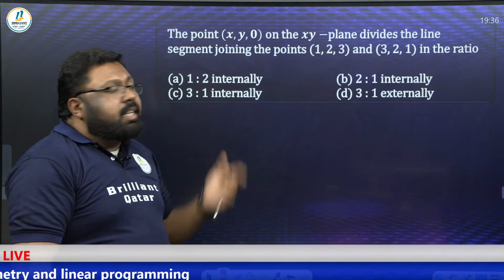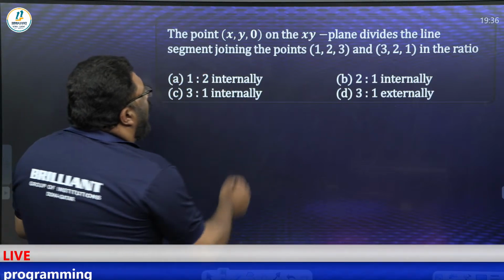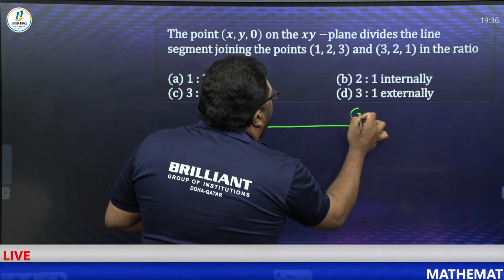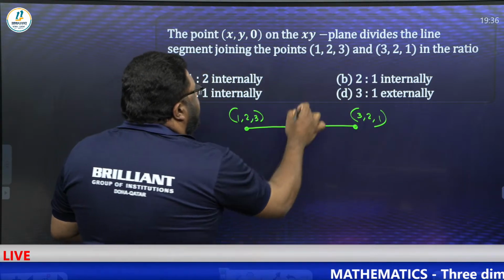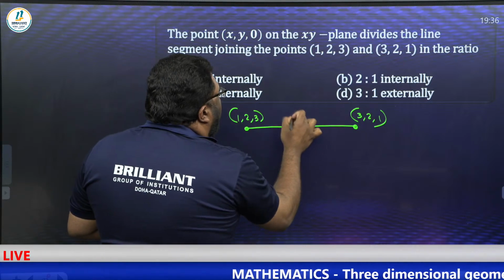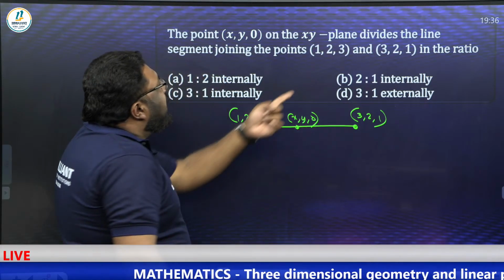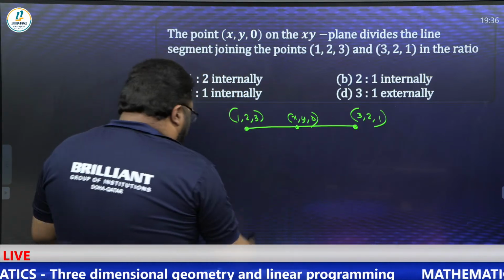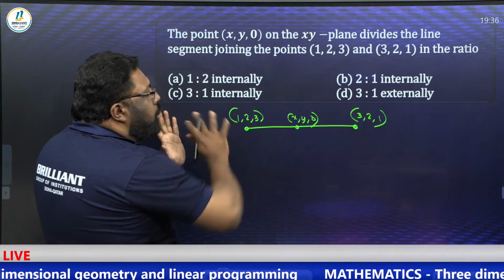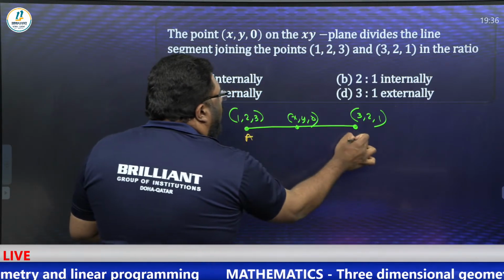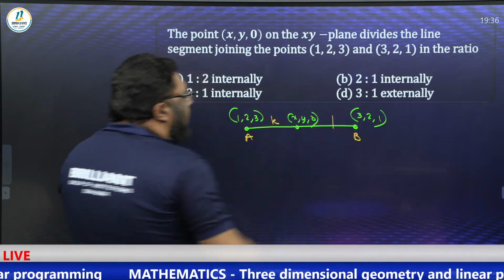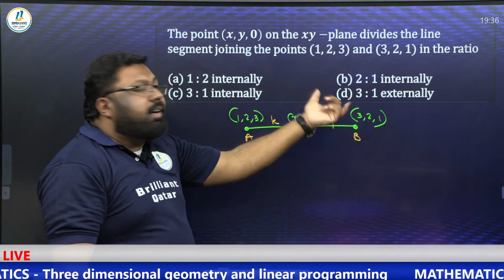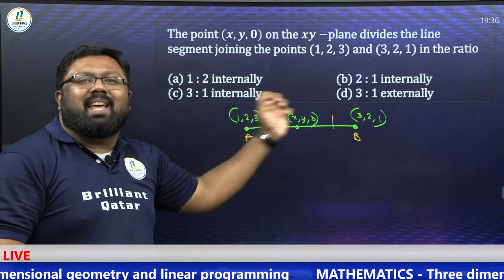Yes. Now it is about dividing the join of 2 points, 1, 2, 3. A very good question for 1 mark. And this is divided by the point x comma y comma 0, because that point lies on the xy plane. Come on, the logic is very simple. You don't confuse yourself. They have given you 2 points. Assume the ratio is k is to 1, because I'm supposed to find the ratio. It is what formula? Section formula.